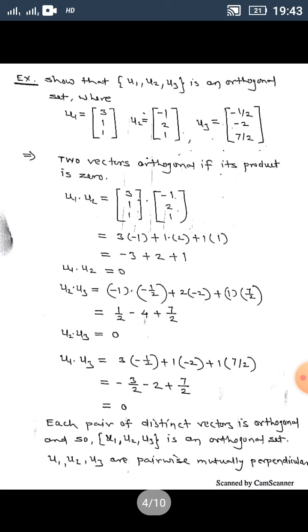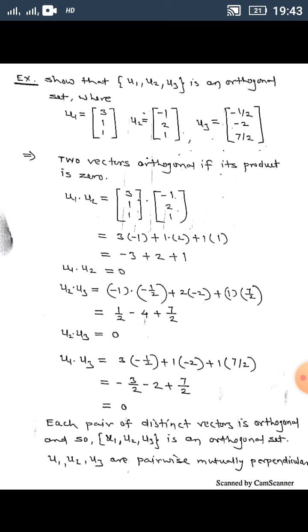Next, show that u1, u2, u3 is an orthogonal set, where u1 is equal to 3, 1, 1, u2 is equal to minus 1, 2, 1, and u3 is equal to minus half, minus 2, 7 by 2. Now students, orthogonality means the product of the vectors. So u1 into u2, we take element wise multiplication and addition.